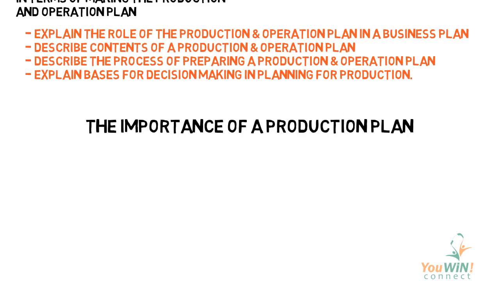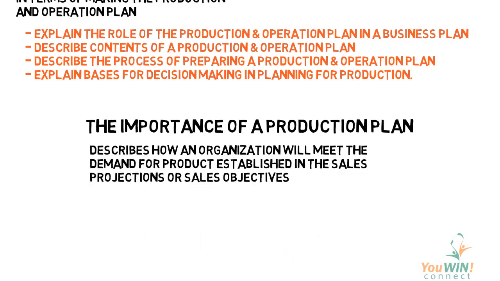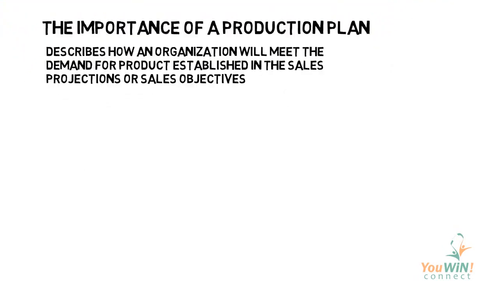A production plan, or an operations plan as it's called in a service provision company, describes how an organization will meet the demand for product established in the sales projection or the sales objectives. The production plan helps us to formalize the marketing plan from the production point of view, and it attempts to answer the following questions.